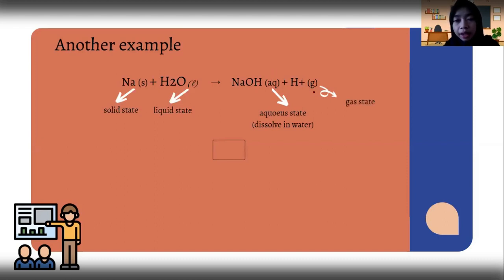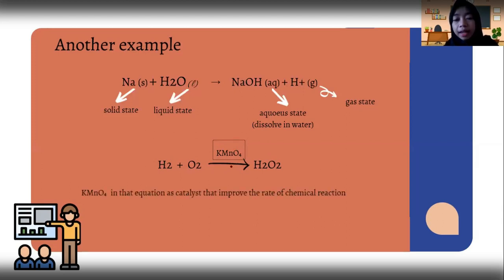But there is another factor that increases the rate of the reaction. Here, as you can see, potassium permanganate, but potassium permanganate here is up above the arrow. What does it mean? Potassium permanganate in that equation is a catalyst that improves the rate of chemical reaction.